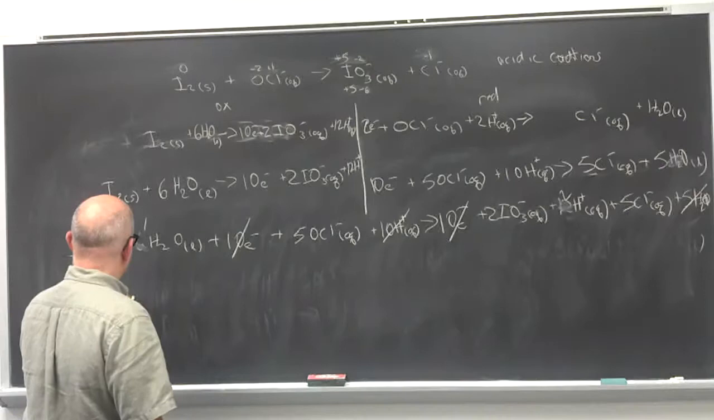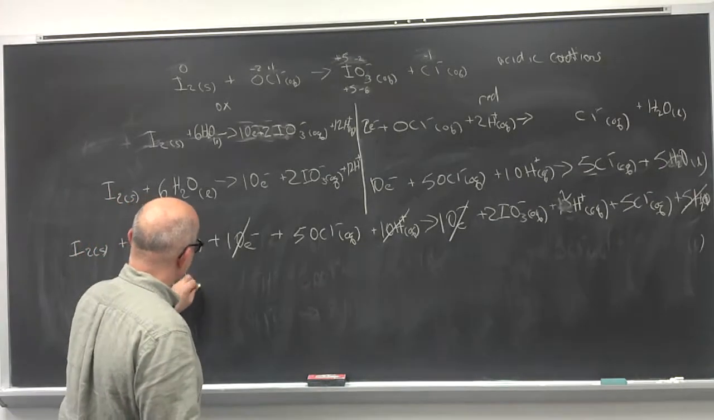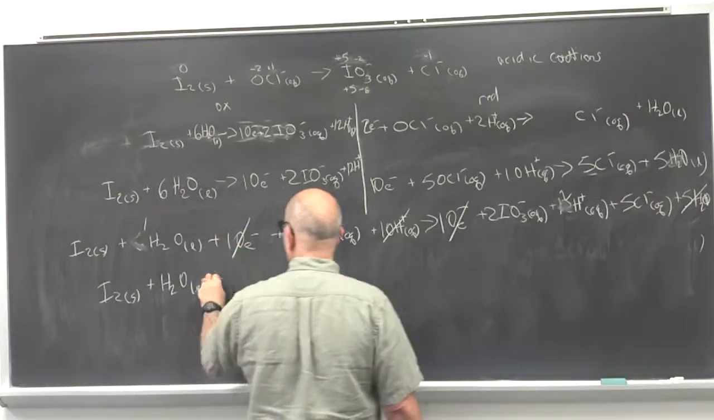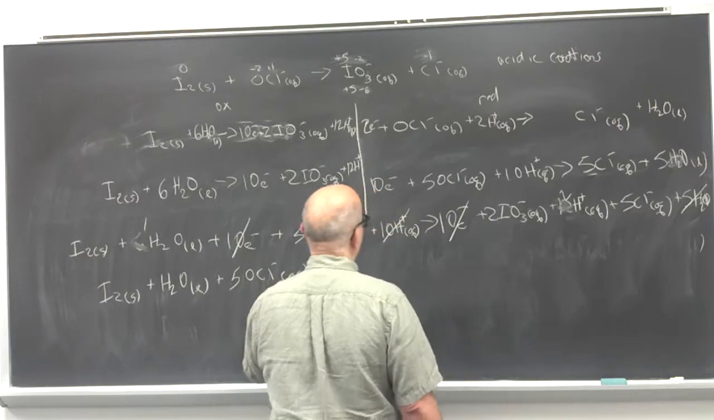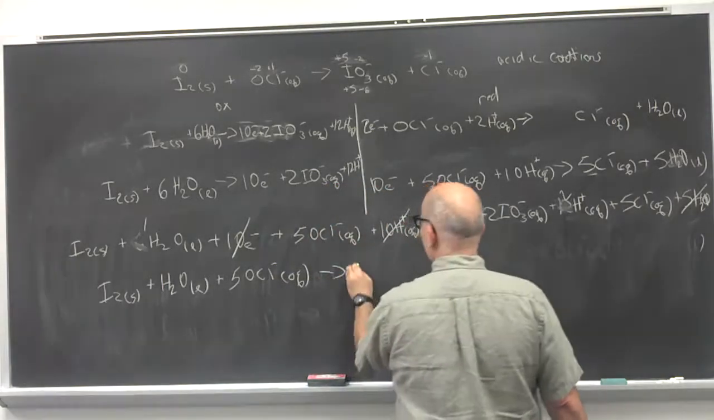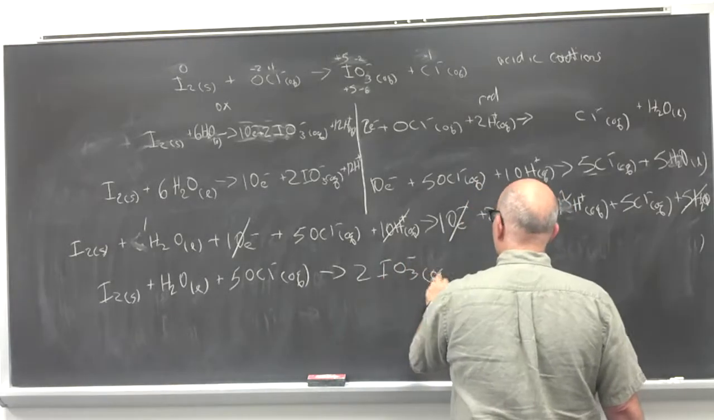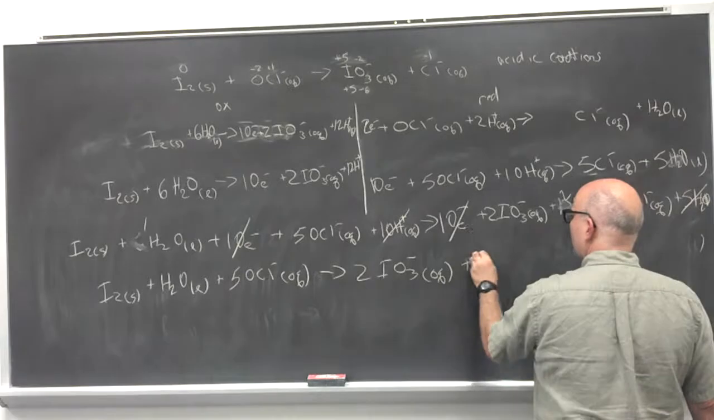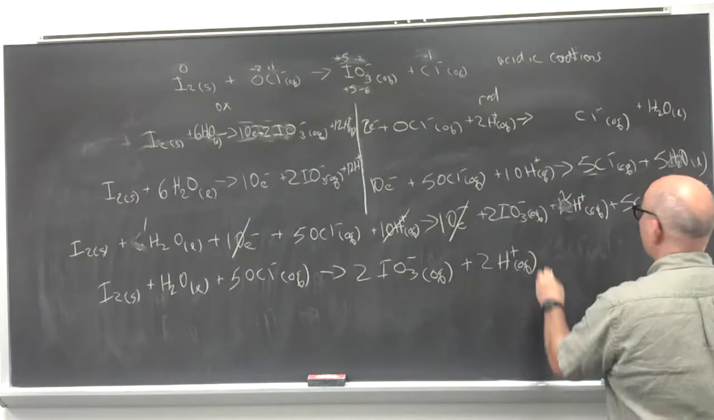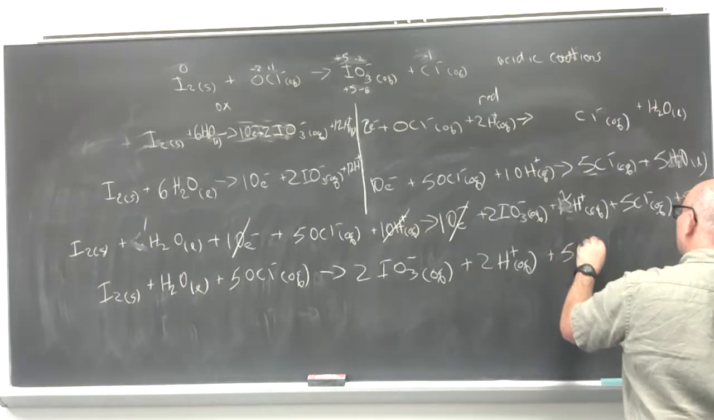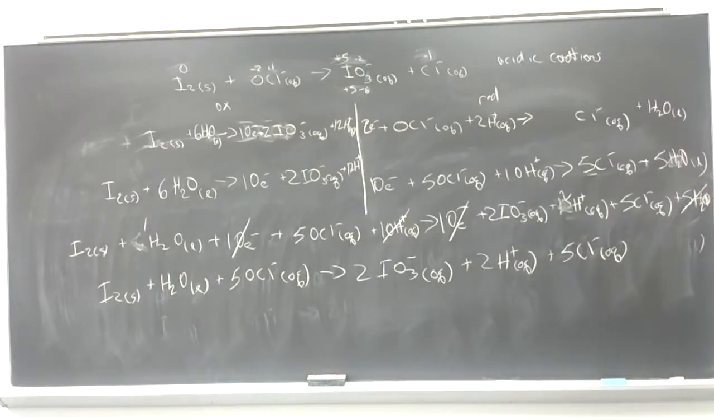So we have I2 solid reacting with 1 water molecule and 5 hypochlorites to give you 2 iodates, 2 protons, and 5 chloride ions, and that's balanced.